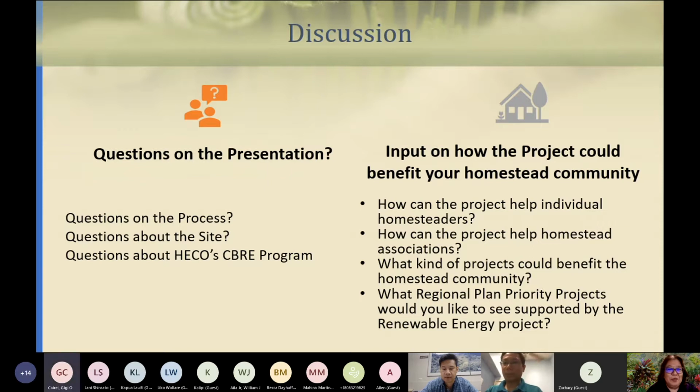Gigi is helping us monitor our chat room. Yes, there are two questions. Sorry, I'm hearing an echo. You're good. First question: what is the protocol for communicating with homesteaders whose properties are adjacent to the project?